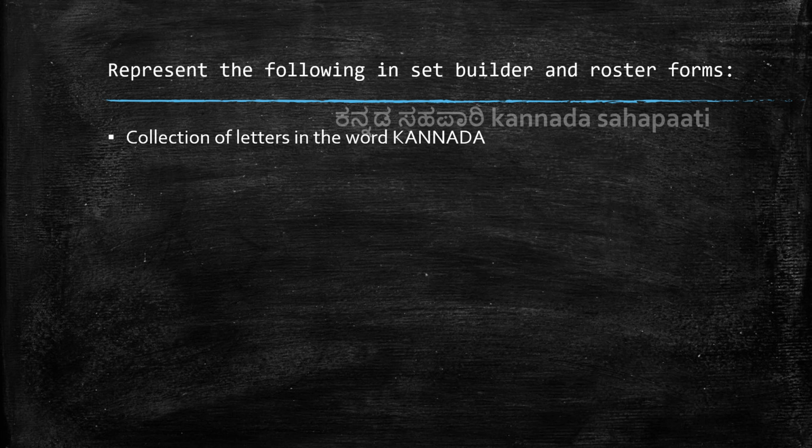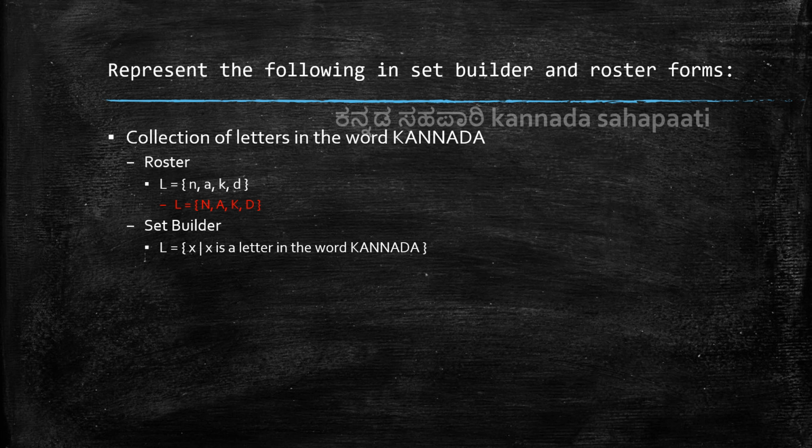Collection of letters in the word Kannada. In roster form, we write it as L = {n, a, k, d} because in roster form, repetition of elements is not allowed and the elements are to be written in small letters even if in the question they have given it in capital letters. If you write like this, you will get full marks, and if you write like this where it's highlighted in red, you will lose a mark. In set builder form, we write it as L = {x where x is a letter in the word Kannada}.